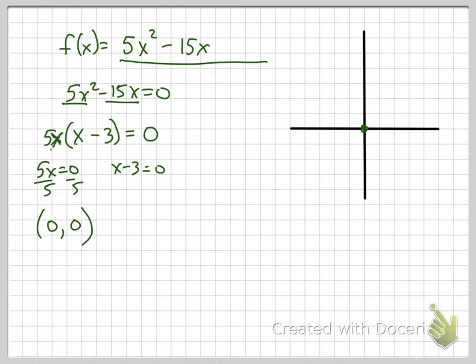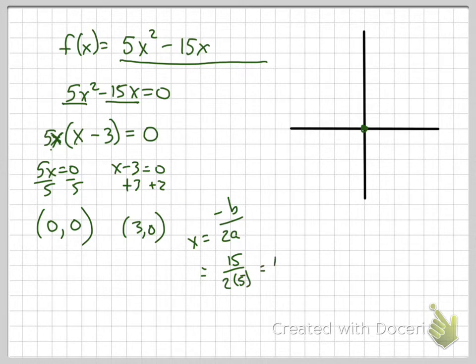0, 0 is one of my x-intercepts. And I'm going to add 3 and add 3. So 3, 0 is my other x-intercept. Okay? You still have to find the vertex. Yep, you'd still have to find the vertex. Either way, it doesn't matter. You still have a b, right? So negative b over 2a is my x, which would be a positive 15 over 2 times 5, which would be 15 over 10, which is 3 over 2. And then you're going to get some ugly number there.